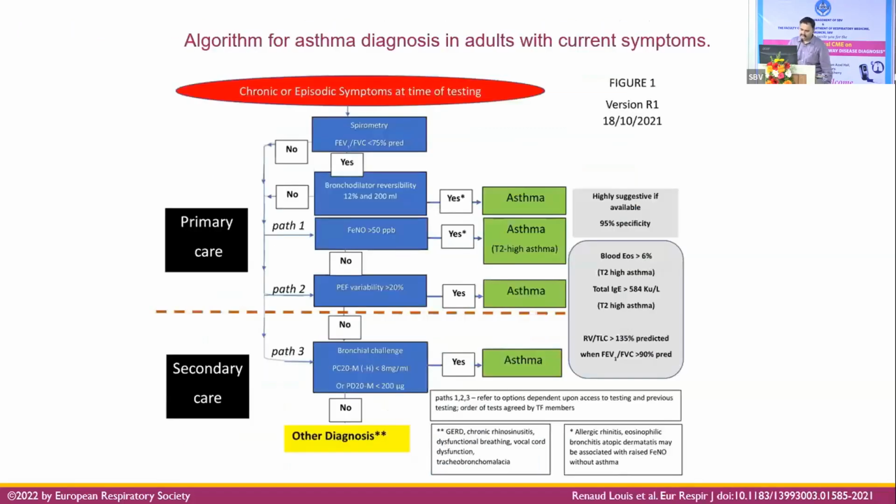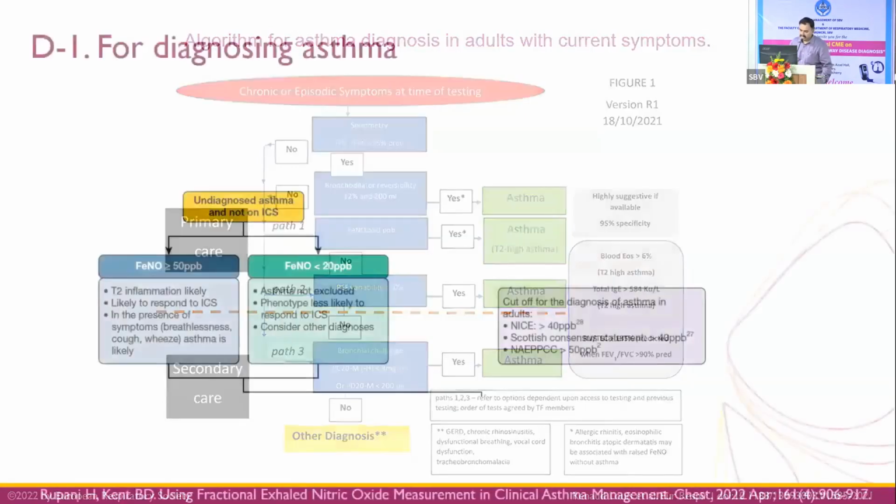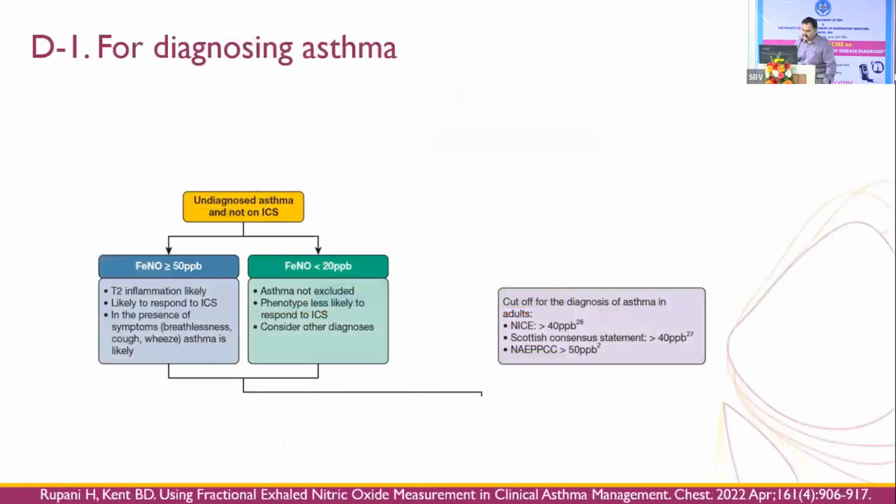If you come to adults, if you have the right symptoms and if your spirometry does not show obstruction and you don't have bronchodilator reversibility, but if your FeNO is more than 50, then your diagnosis of asthma is established. So these are the ERS guidelines. And GOLD is also changing it to a conditional recommendation in 2023.